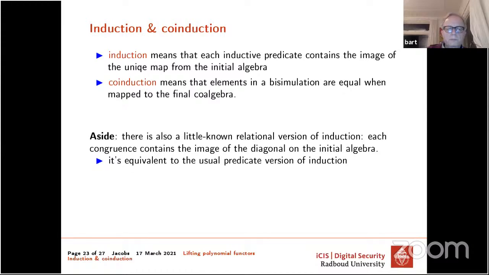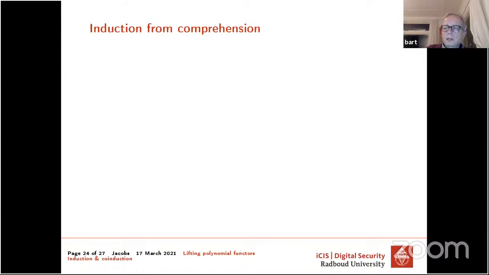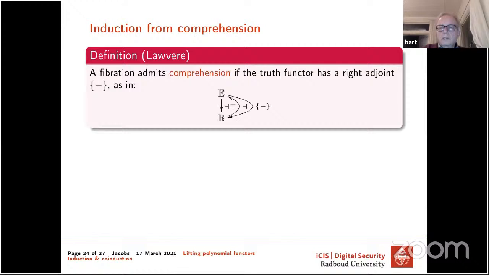I'd like to close with two general results. In categorical logic, there's a definition of comprehension, which goes back to Lawvere, which is actually very nice. So a fibration admits comprehension. Actually, Lawvere did not express it in terms of fibrations, but his formulation turns out to be equivalent to this one. So remember, we had this truth functor going upwards, which was a right adjoint to the fibration itself. And comprehension simply says that this truth functor should have another right adjoint. So it maps predicates to types, and the right adjointness here precisely gives the appropriate property of comprehension. And it maps a predicate to the type of all elements for which the predicate holds. That's the idea here of comprehension, which is nicely captured.